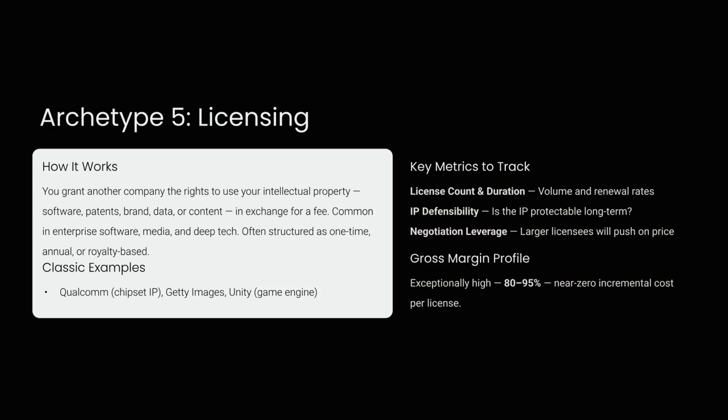Archetype 5 is licensing, granting rights to use intellectual property for a fee. Important metrics include license count and duration, IP defensibility, and negotiation leverage. Gross margins are exceptionally high, 80 to 95%, with near zero incremental cost per license.